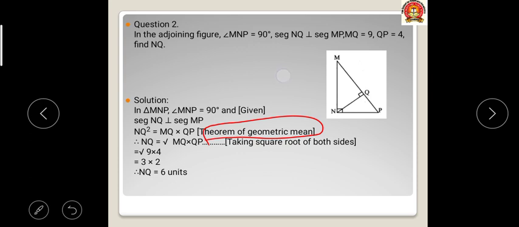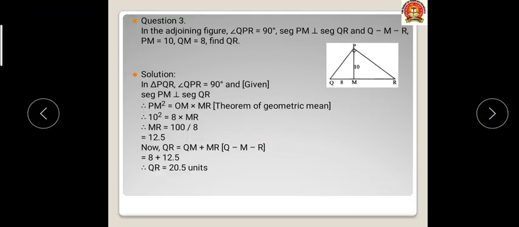Okay. Now see the next. Question number 3. Observe the figure. Even if you are not reading the question, if you observe the figure, you will get the answer. Very simple. Now see triangle QPR. This P is a 90-degree angle. QM is 8 and PM is 10. And what else is given? Segment PM is perpendicular to QR.